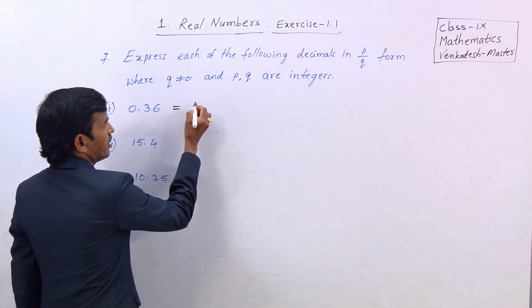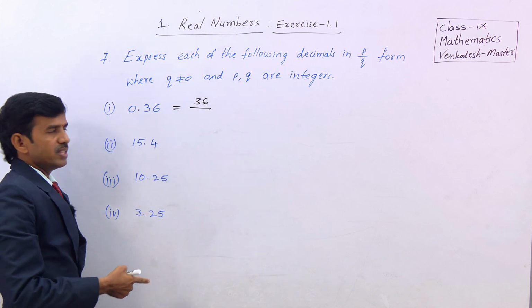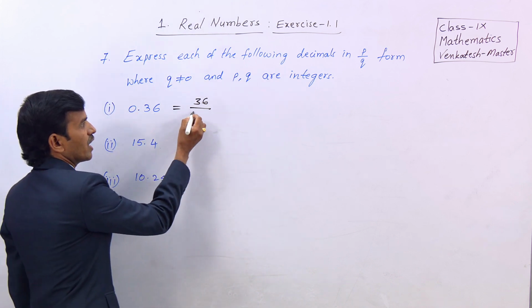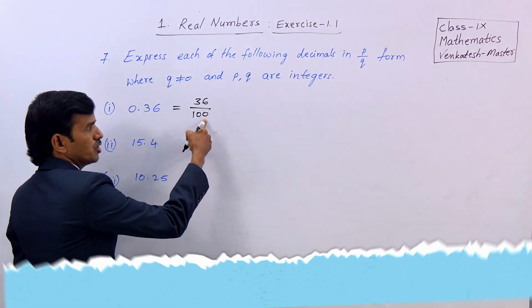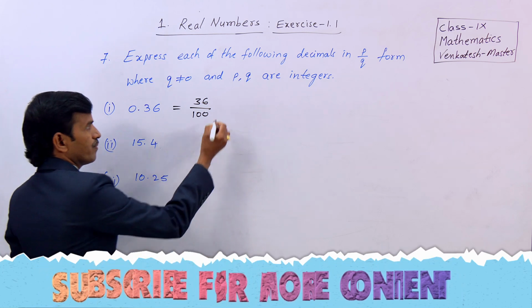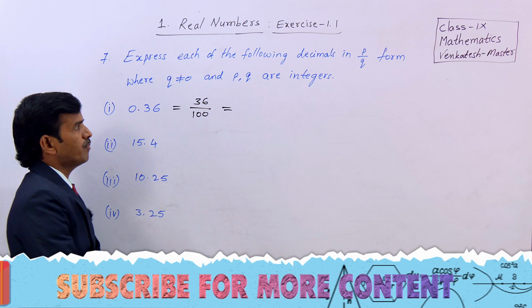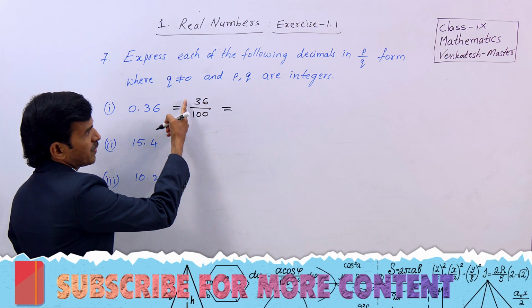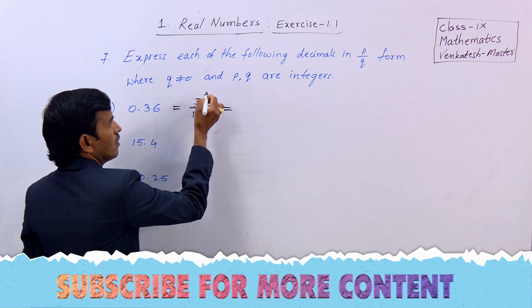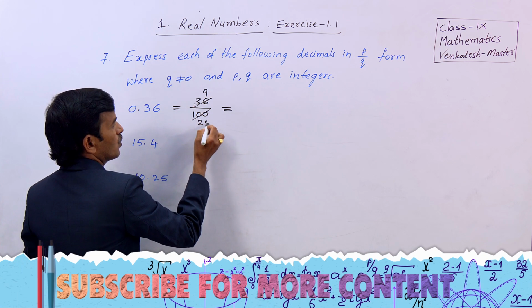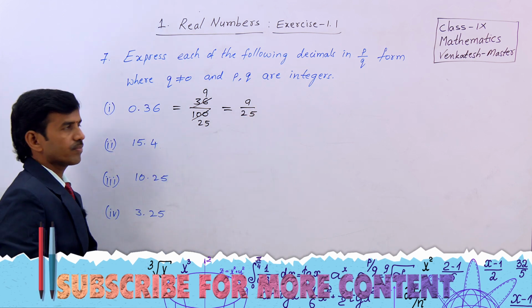0.36 can be written as 36 by, after the decimal point how many digits are there? 2. So we write 2 zeros here, that makes 100. So 36 by 100 we can convert into its simplest form. What are the common factors for numerator and denominator? We can cancel it by 4. 4 9s are 36, 4 25s are 100. So it becomes 9 by 25.